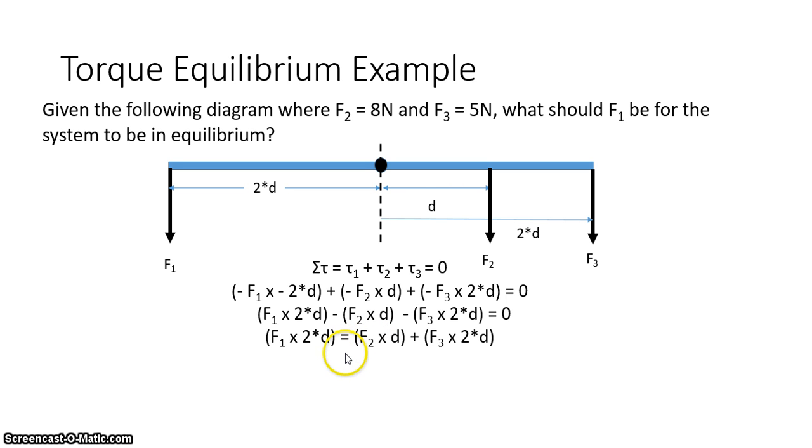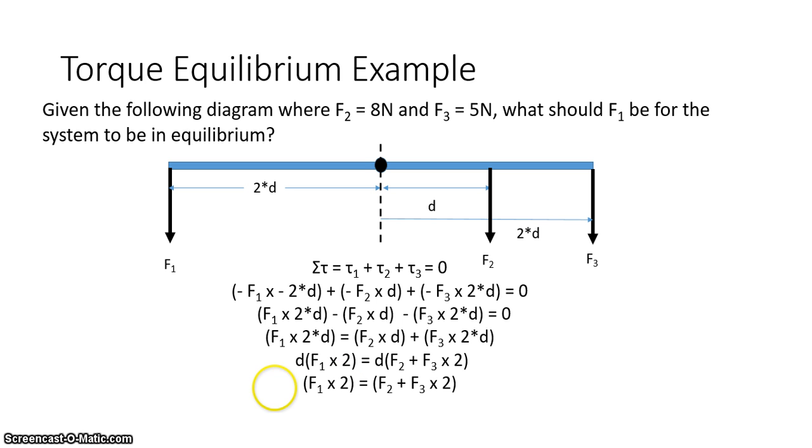Now, we can factor out the D from all of those terms and we end up with this as our current equation when we factor out the D. And we can divide both sides by D, which gives us this. So now you can see that we know what F2 is equal to. We know what F3 is equal to. The only thing that we don't know is what F1 is equal to. So we need to isolate F1 by itself on this side.